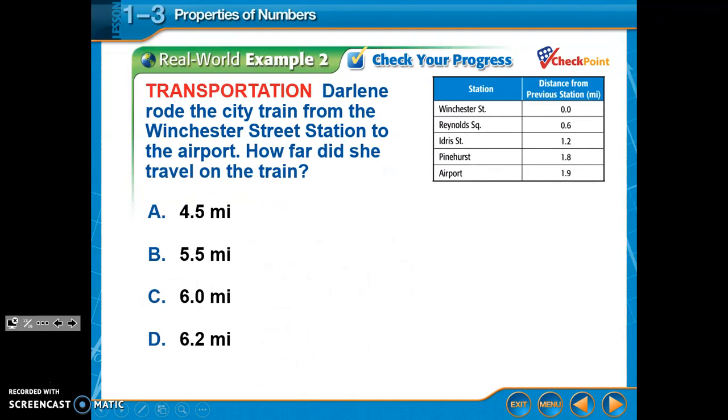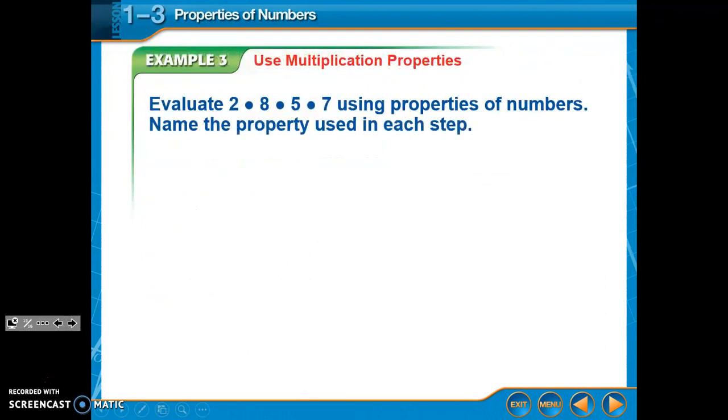Okay, you do this one. Okay, last one. Evaluate 2 times 8 times 5 times 7 using properties of numbers. Name the property used in each step.